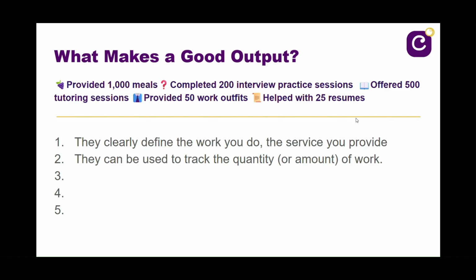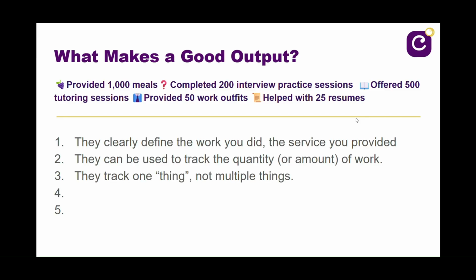Maybe that's a number, so 10 meals. Maybe that's true, false, yes, we did it, no, we didn't. Maybe that's they attended class or they didn't attend class. It can be lots of ways that we track the quantity or amount, but they have to be able to do that to be a good output.